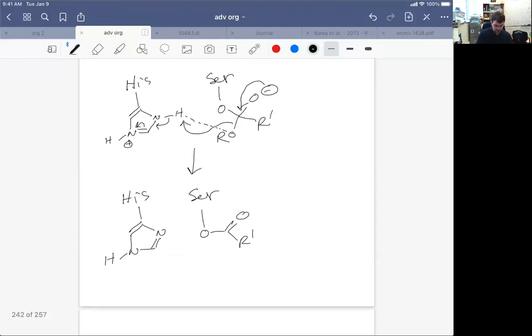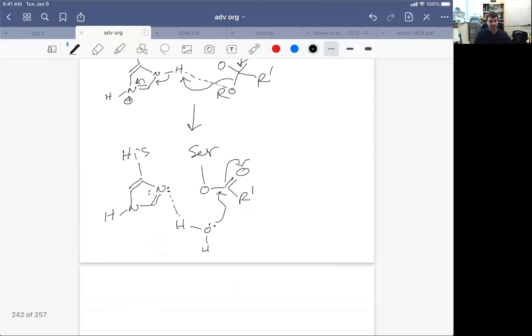Okay, at this point, we can allow some water molecules in, and the water molecules can hydrogen bond to the imidazole just like the OH did earlier, and that's going to facilitate addition of the oxygen atom to the carbonyl carbon, and we can push it up. Now, that hydrogen bond is necessary to activate the H2O to become a better nucleophile, because on its own, the H2O is probably not a good enough nucleophile.